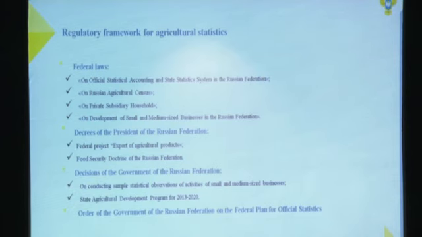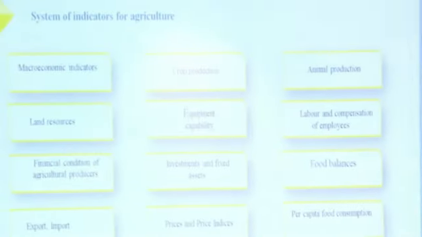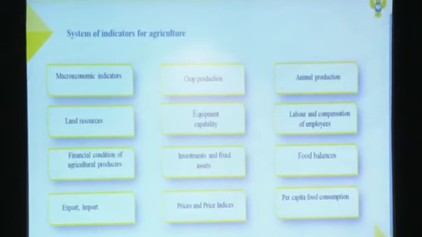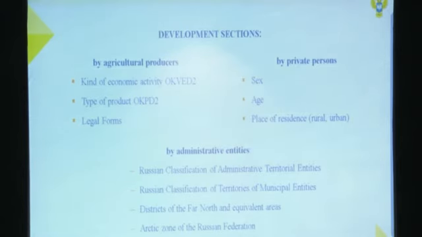According to the plan, 6 state departments are the subjects of official statistics in agriculture. The bulk of the statistical work is performed by Rosstat. The system of indicators is very large. The indicators are developed in various sections. Let's move to methodological issues.